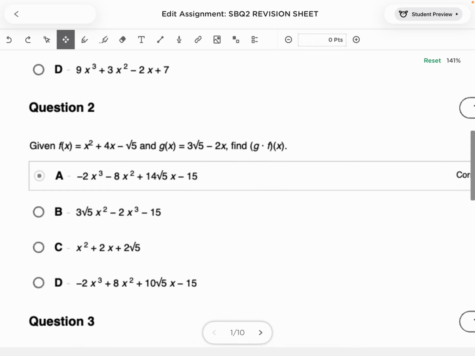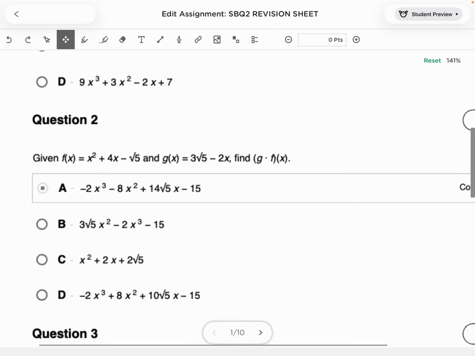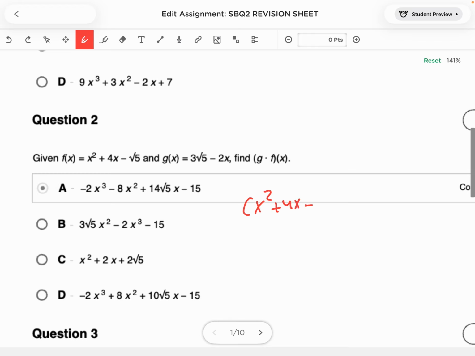Now they need us to multiply x squared plus 4x minus radical 5 by 3 radical 5 minus 2x. So we use the distributive property. X squared by 3 radical 5 will be 3 radical 5 x squared, minus x squared by 2x is minus 2x to the power 3.